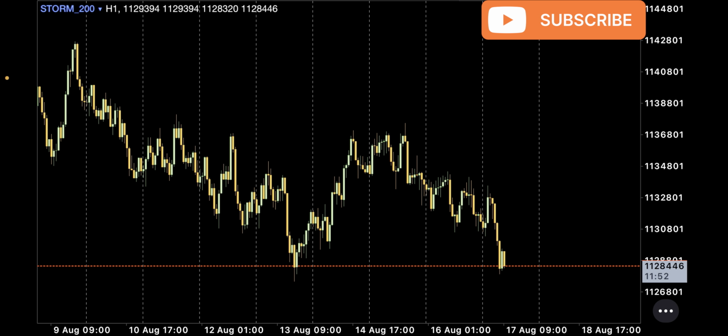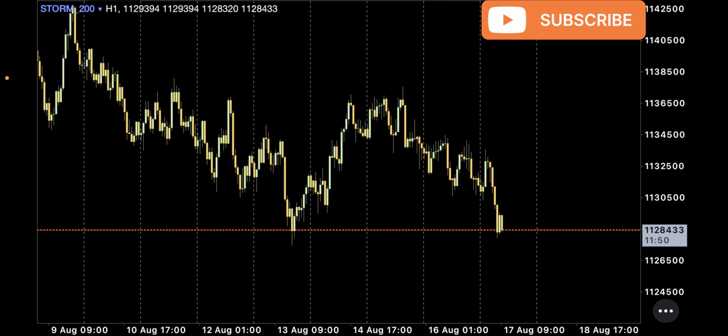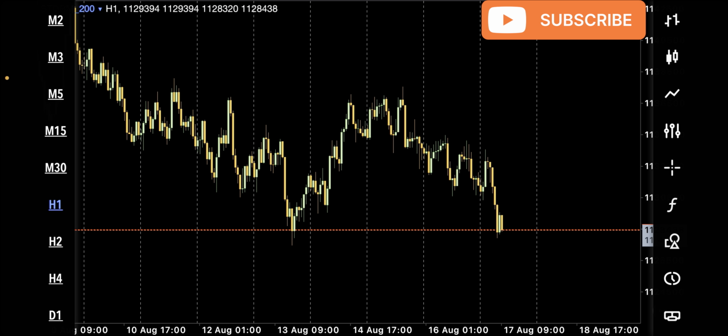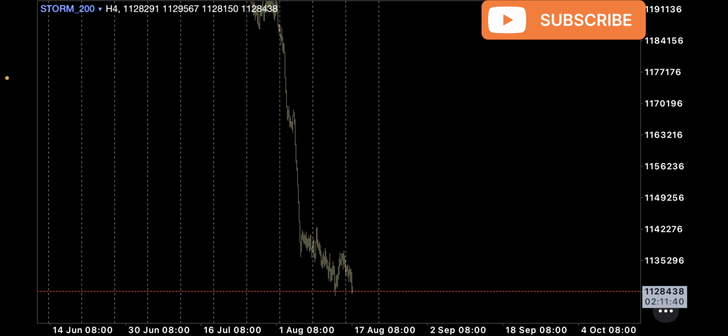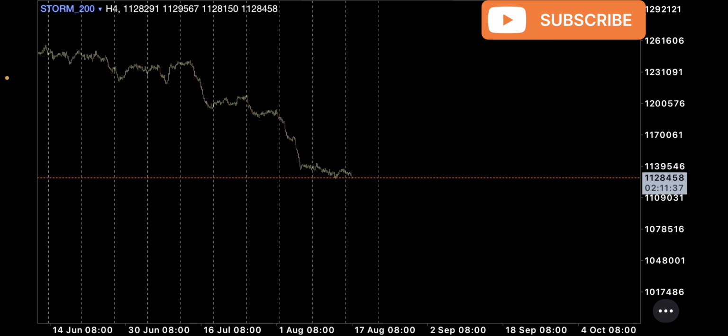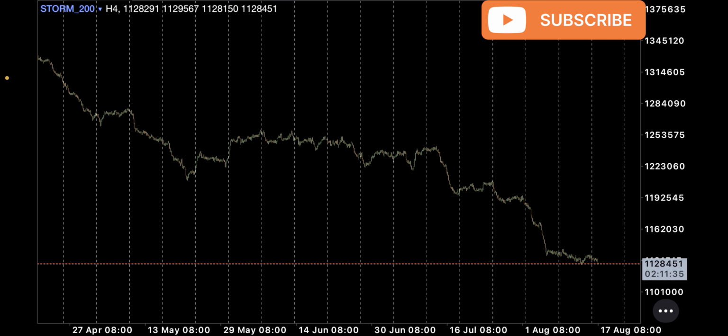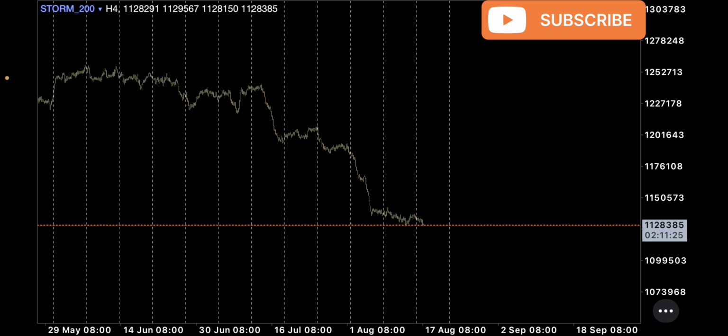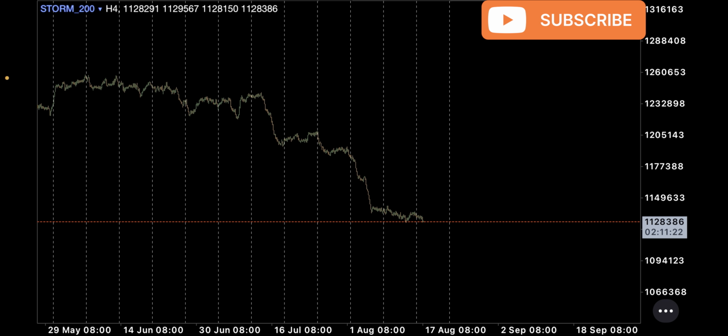As you can see, I'm on the 1 hour time frame. Let's go to the 4 hour. When you go to the 4 hour, you can see the overall direction of what this instrument has been doing: trending to the downside, it's moving downwards. So from a trading perspective, you are looking to sell this synthetic instrument. You don't look for buys.